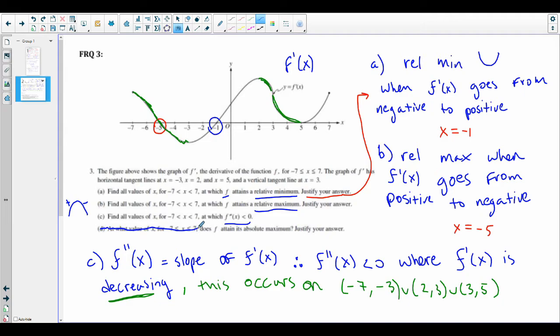And we're going to skip D again, because we only just got into this material last week. So we don't have to worry too much about part D yet.